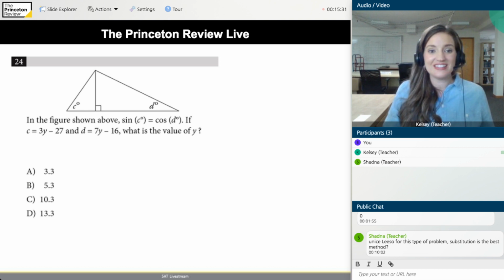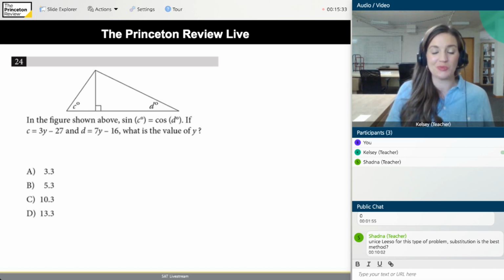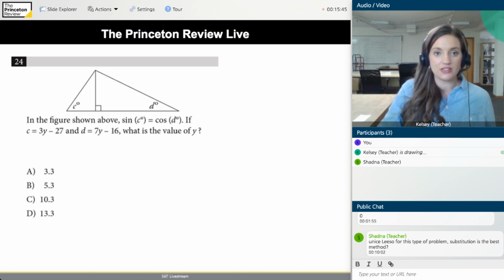But because this is a trig question, we also need to know something else. It's really important to know the rule that the sine of an angle is equal to the cosine of its complement. So for example, the sine of 40 degrees is going to be equal to the cosine of 50 degrees. Complement meaning that the 2 angles are going to add up to 90 degrees.